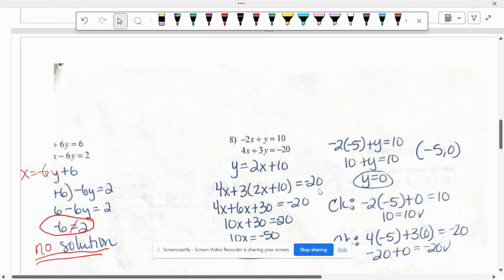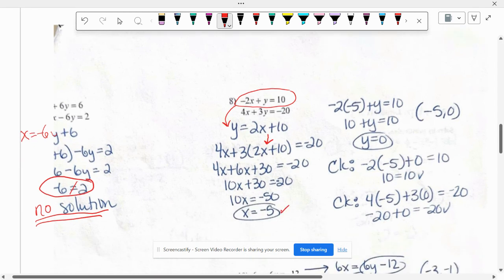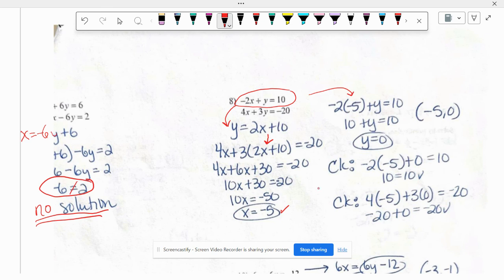Number 8, I took equation number 1 and I solved for y. That's right here. Then I took the expression 2x plus 10 and plugged that in for y into equation number 2. When I solved, I got that x equals -5. Then I plugged x equals -5 into the original equation number 1, and I found out that y equals 0. So my solution to my system is the ordered pair -5, 0.